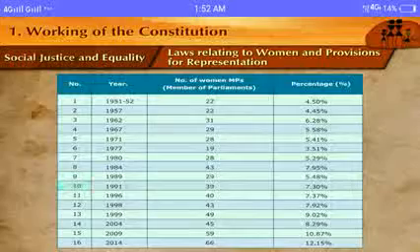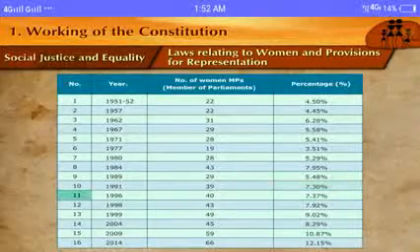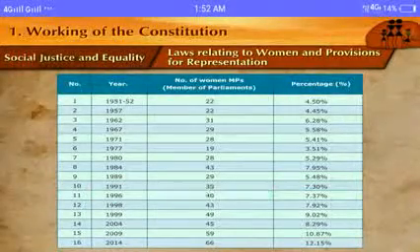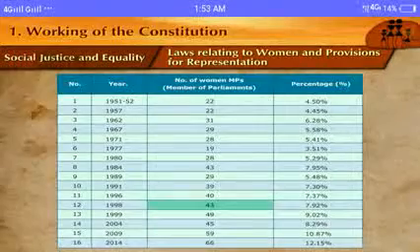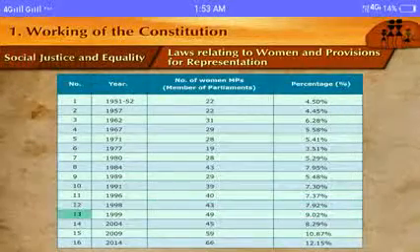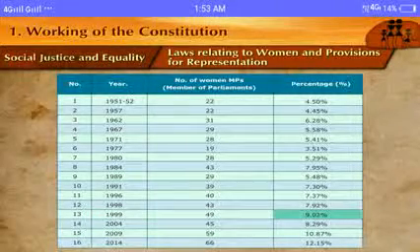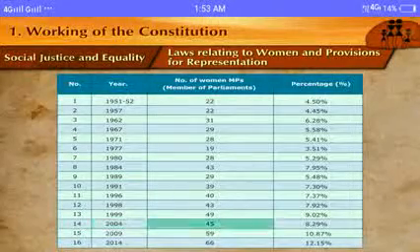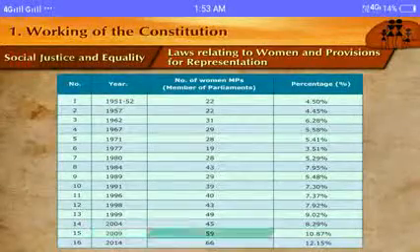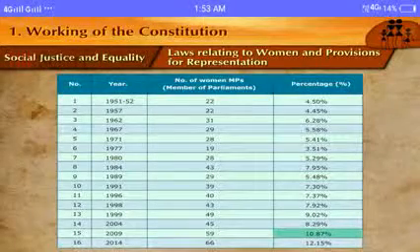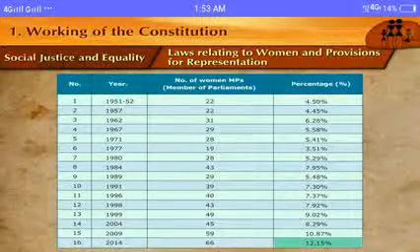10. 1991, 39, 7.30%. 11. 1996, 40, 7.37%. 12. 1998, 43, 7.92%. 13. 1999, 49, 9.02%. 14. 2004, 45, 8.29%. 15. 2009, 59, 10.87%. 16. 2014, 66, 12.15%.